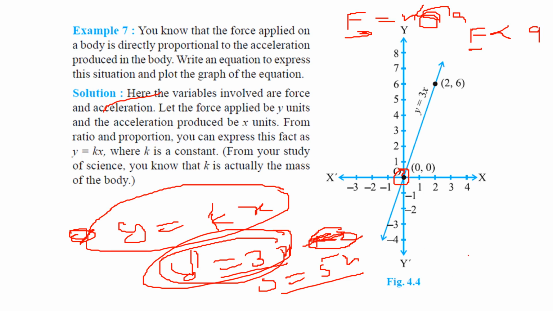Now let us put x equal to 1. What do you get? y equal to 3 into 1, that is y equal to 3. So for x equal to 1, y is 3. This is 1, this is 3. So in this way you can find out infinite points and you can draw this line. This is your required line.